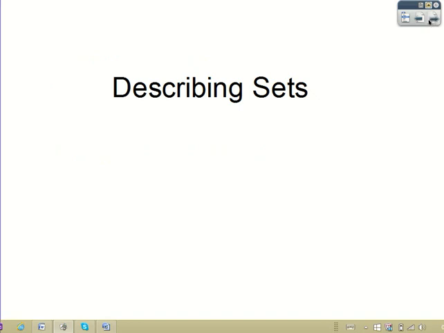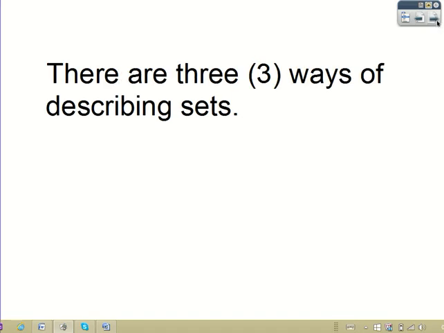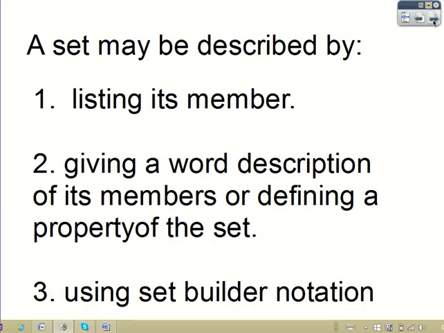We now want to continue to describe sets. How do we describe sets? Well, there are 3 ways of describing sets. A set may be described by 1. Listing its members. A set may be described by 2. Giving a word description of its members or defining a property of the set. And 3. A set may be described by using what we call set builder notation.